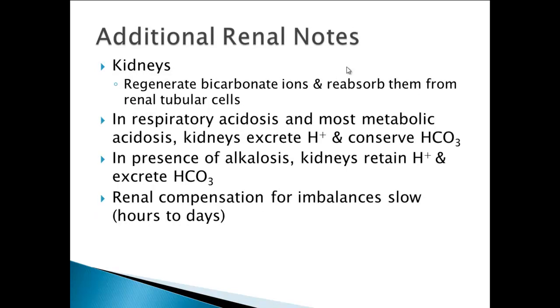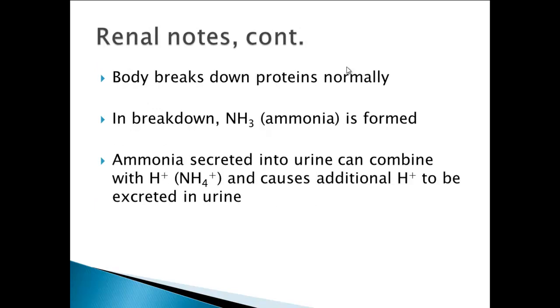Additional notes about the kidneys. Again, they regenerate the bicarb ion and can reabsorb it into the renal tubes when respiratory acidosis is present, and in some of the metabolic acidosis. The kidneys will try to get rid of that hydrogen ion and conserve the bicarb. In the presence of alkalosis, the kidneys will save the hydrogen ion and excrete the bicarb. Again, renal compensation is slow, taking hours to days.